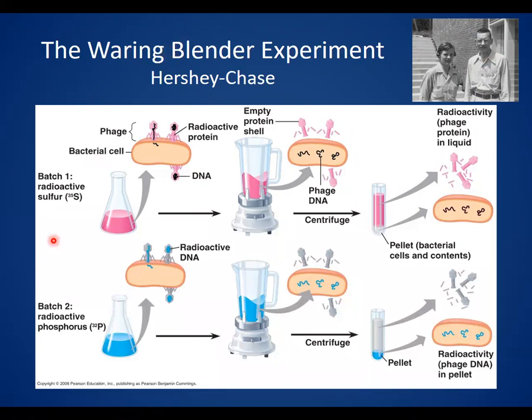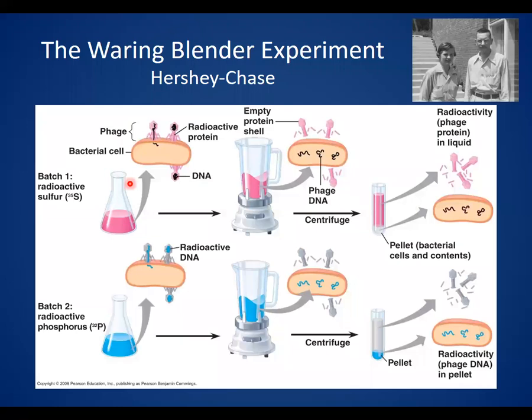So I know this slide is a little bit complicated, but realize that there are really 2 separate experiments here. The one in pink on the top, going left to right, and the one in blue on the bottom, also going left to right.